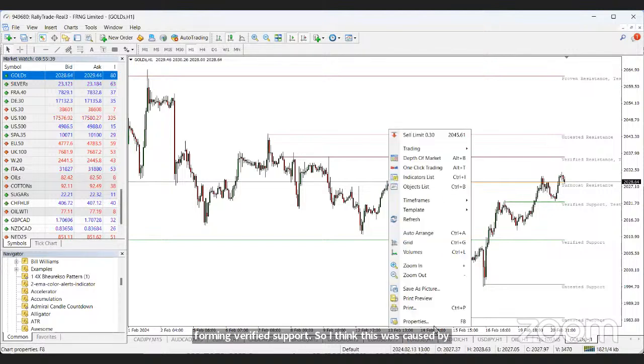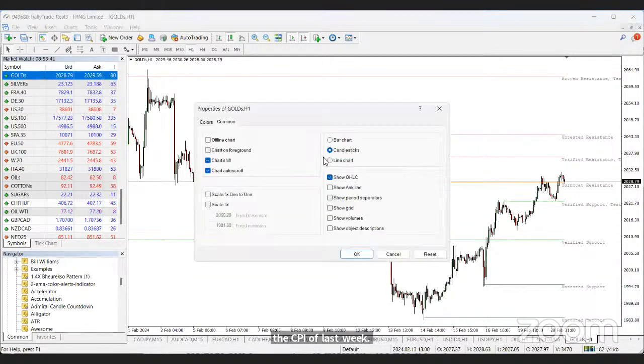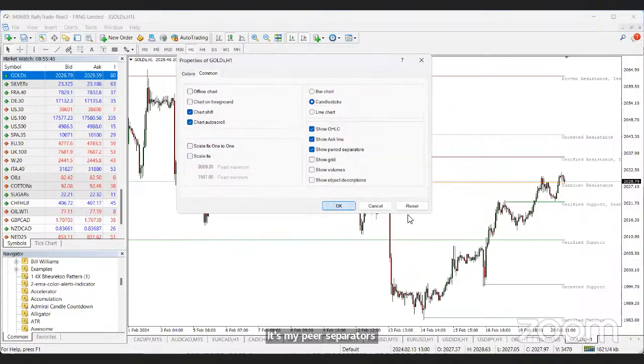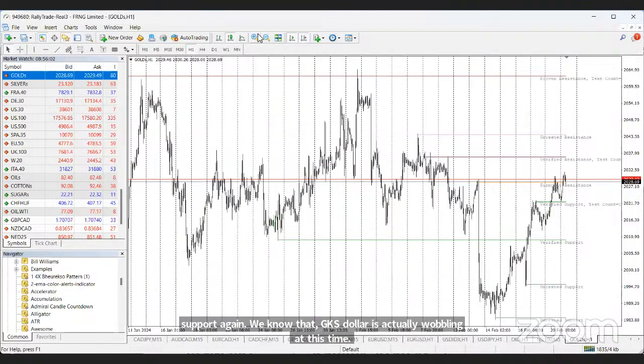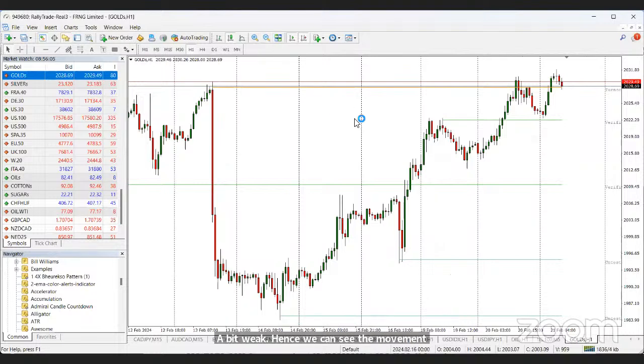Let me put my period separators. Yes, so now we can see that this gold has bounced off this verified support again. We know that the US dollar is actually wobbling at this time, a bit weak. Hence, we can see the movement for gold.